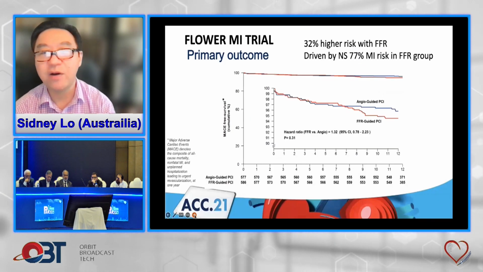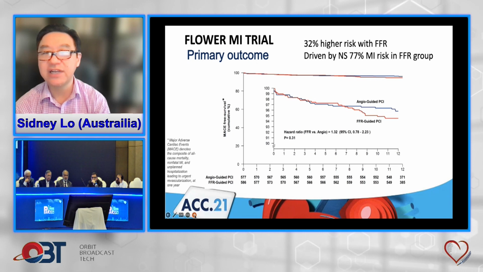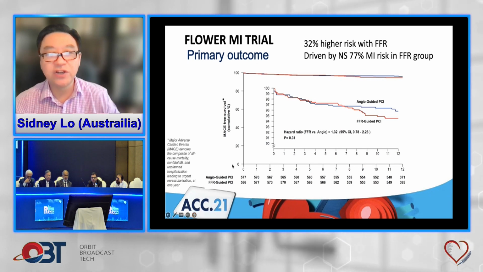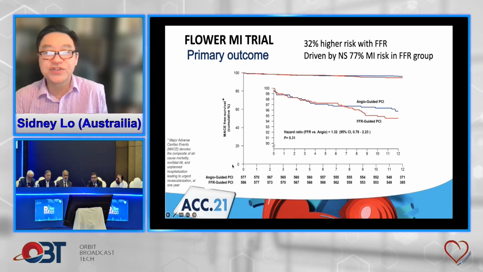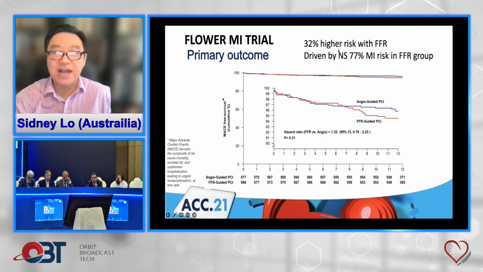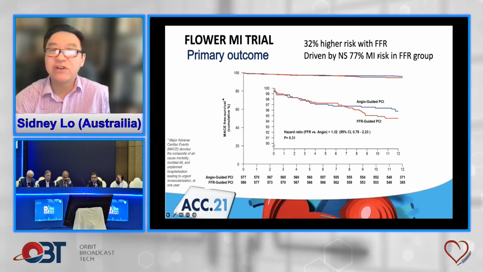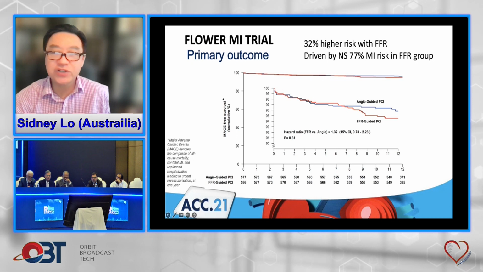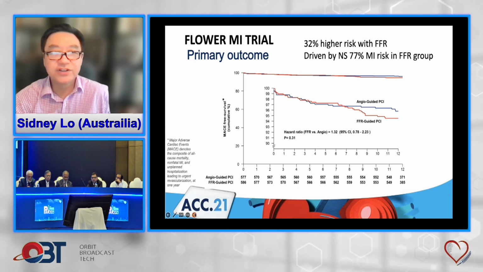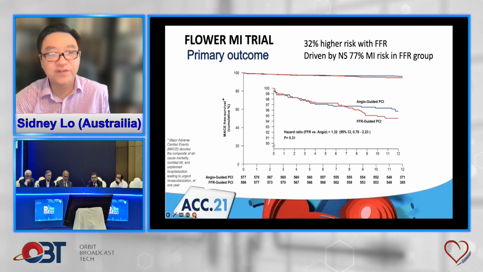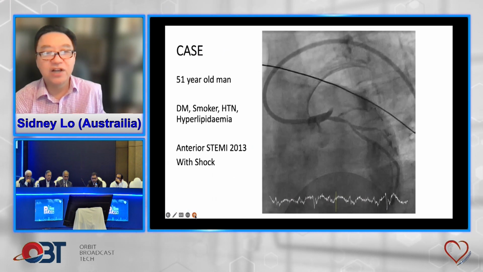We don't need FFR to tell us if the non-culprit is actually ischemic. In this study, when you only had to have an angiographic stenosis of 50%, you were doing half the population, and there were really increased event rates with the use of a pressure wire, which did not add a lot. So the good news is we don't really need to use FFR unless you really have doubt. I'll show you a case.